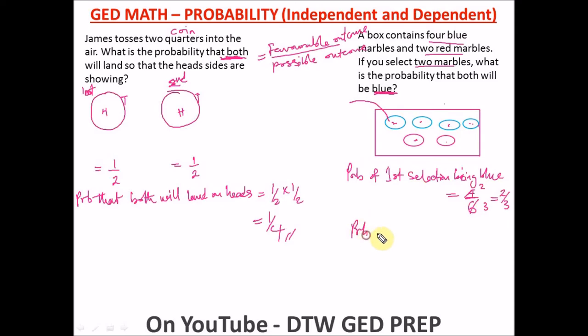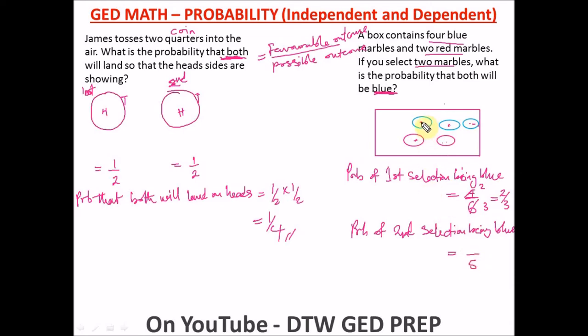Now the probability of the second selection being blue, forgive my handwriting, is equal to what? Now, as we've taken out this ball, let's erase this. We've selected it. That's the first selection. So now, what's the probability that the second selection will be a blue ball? What is our total possible outcome now in this box? We have 1, 2, 3, 4, 5. So it's now 5.